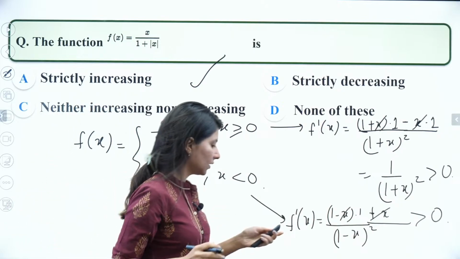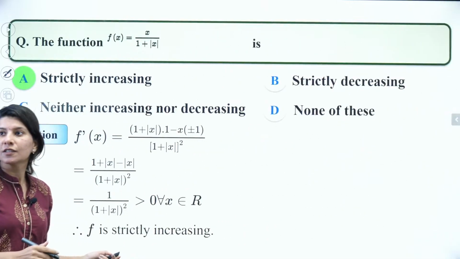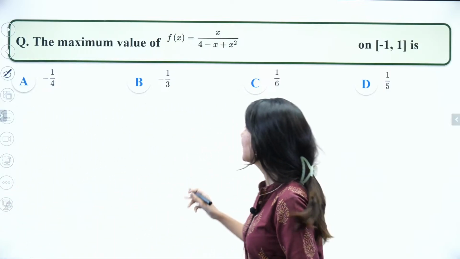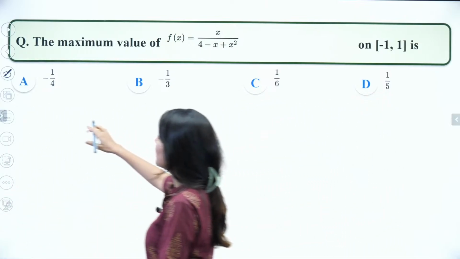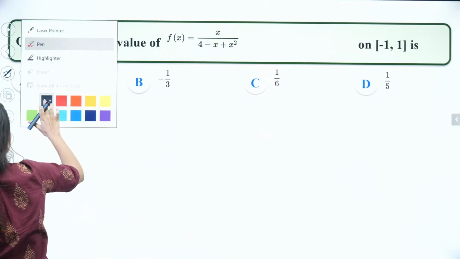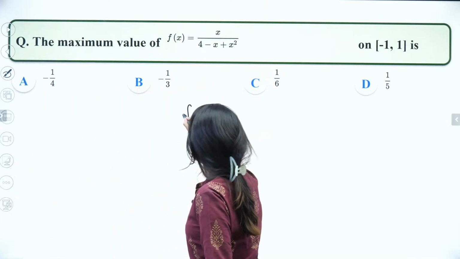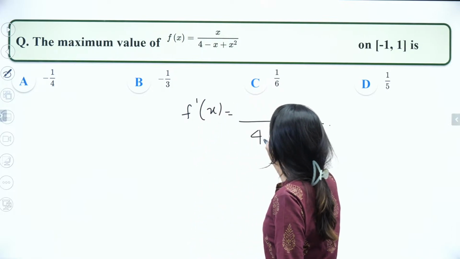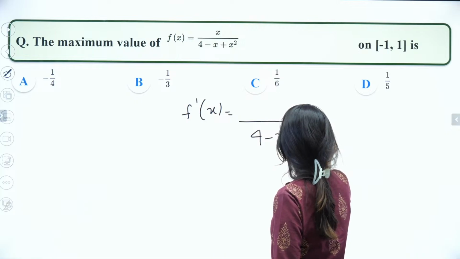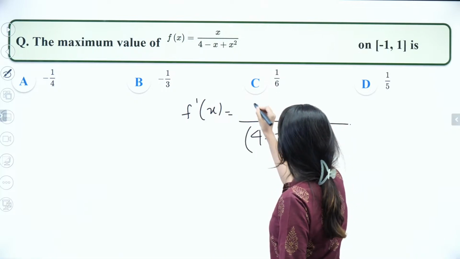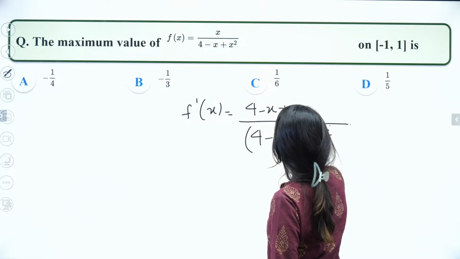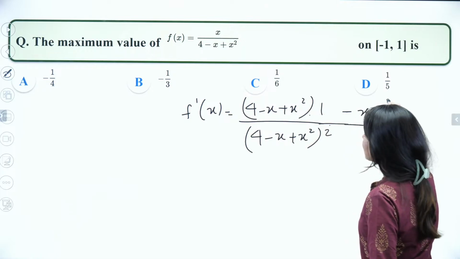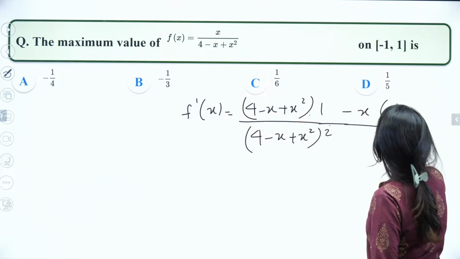Okay, all right. So now we'll be jumping on to the last question of the day, which says we need to figure out the maximum value of this function in this interval. So let us figure out the maximum value. For that, we need to find what? f dash x. f dash x will be (4 minus x plus x square) whole square in the denominator. This will be as it is. I am applying the product rule. The derivative of x is 1, minus x is constant, and the derivative of x is minus 1 plus 2x.